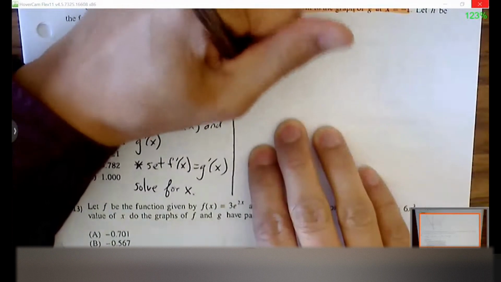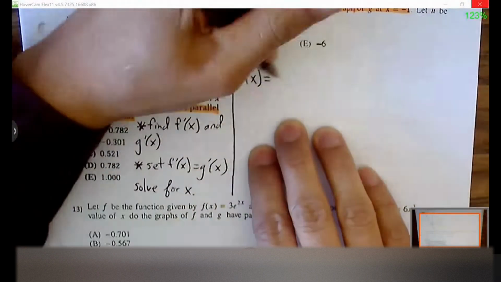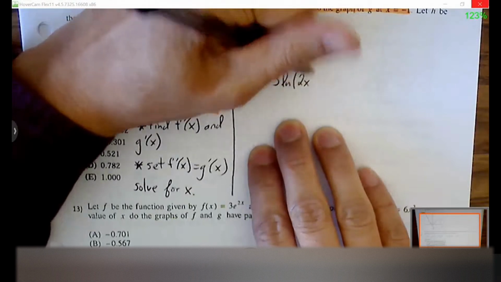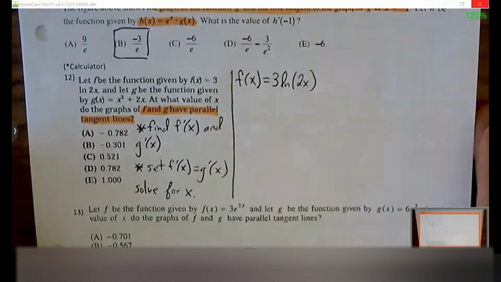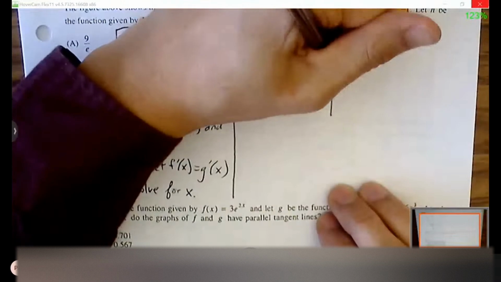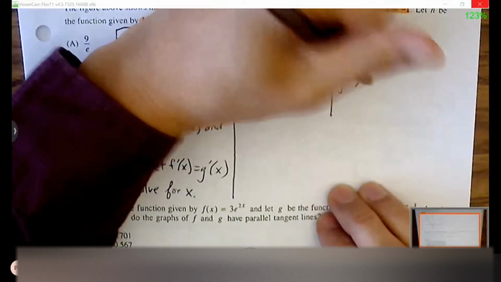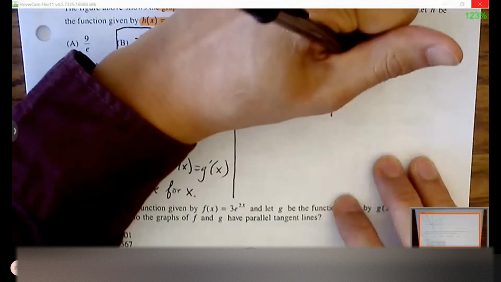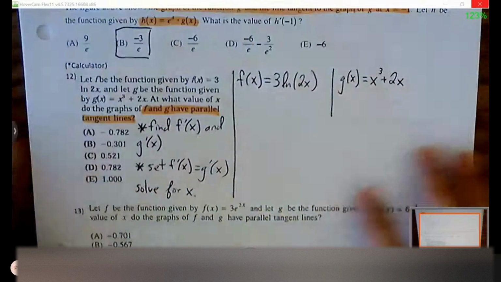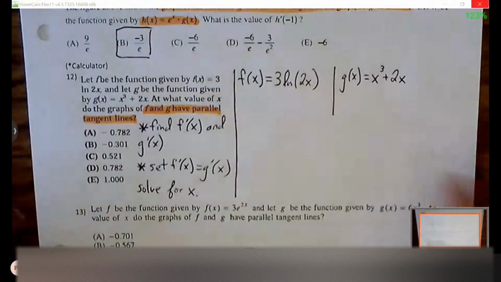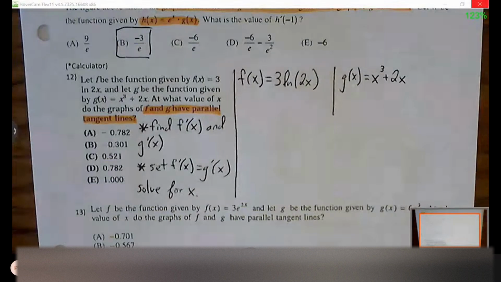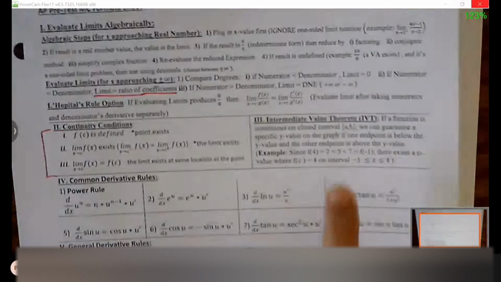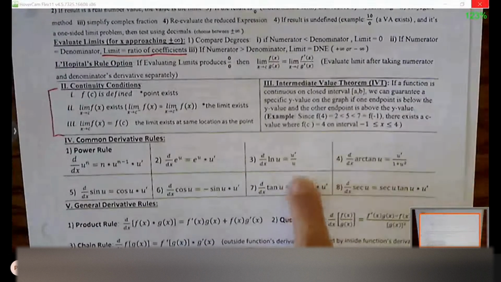So here's f of x. Here's g of x. Okay. We have to find the derivatives for each separately. We have a rule for natural log of u. The derivative for natural log of u is just u prime over u.